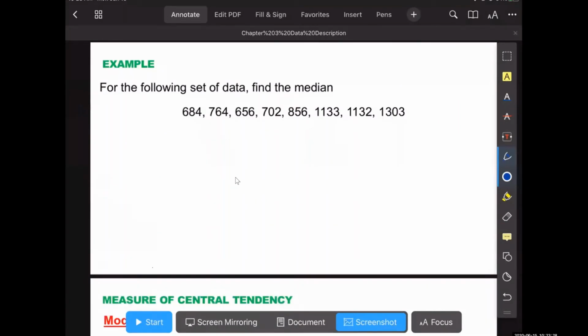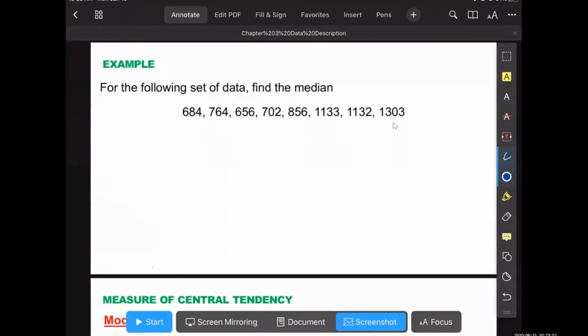Okay, here is the next example. Let's find out what is given. For the following set of data, we have to find the median. And let's look at these numbers. We have 684, then 764, then we have 656, 702, 856, 1133, 1132, 1303.